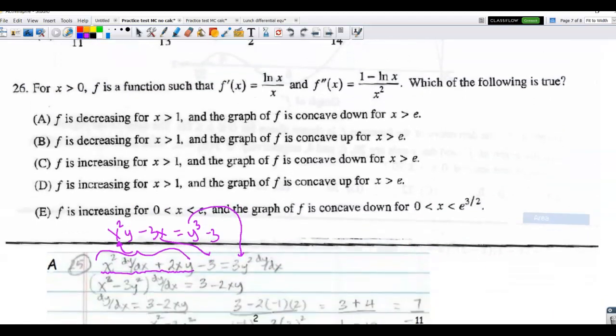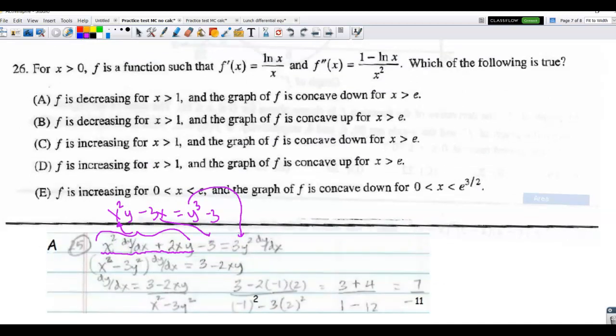Number 26, we have a function, x is greater than 0. We have the first derivative and we have the second derivative. Which of the following is true? So we're looking for information about increase, decrease, concave up, concave down. So the first statement says, for x is greater than 1, f is decreasing.